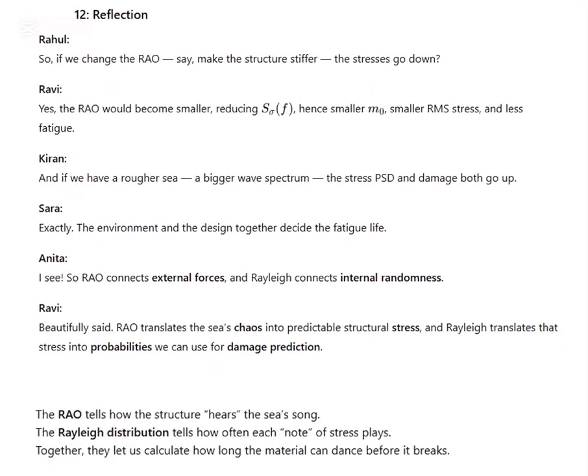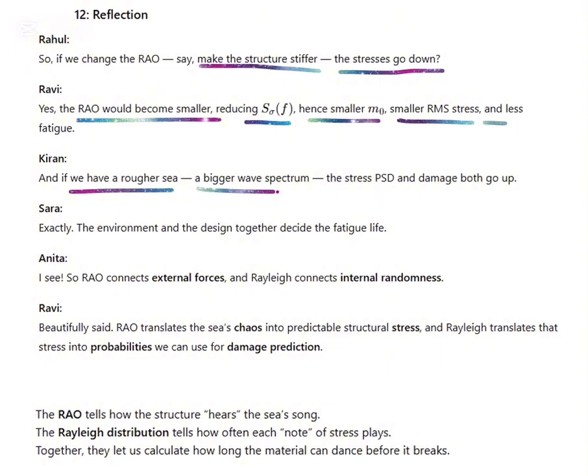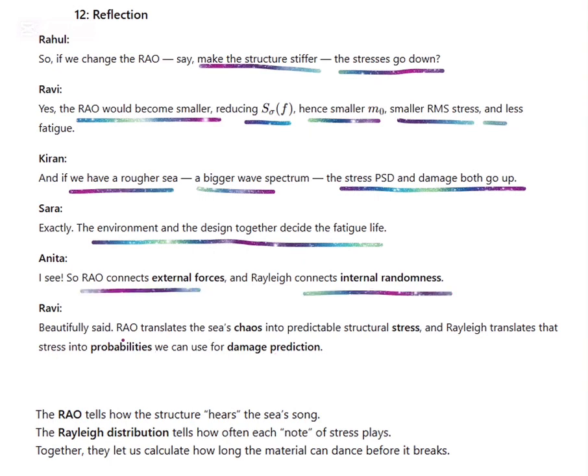So if we change the RAO and make the structure stiffer, the stresses go down. The RAO becomes smaller, reducing the stress spectrum, hence smaller M naught, smaller RMS, and less fatigue. If you have a rougher sea, a bigger wave spectrum, the stress PSD and damage both go up. The environment and design together decide the fatigue life. RAO connects external forces, Rayleigh connects internal randomness. RAO translates the sea states into predictable structural responses, and Rayleigh translates that into stress probabilities, and we can use it for damage prediction.